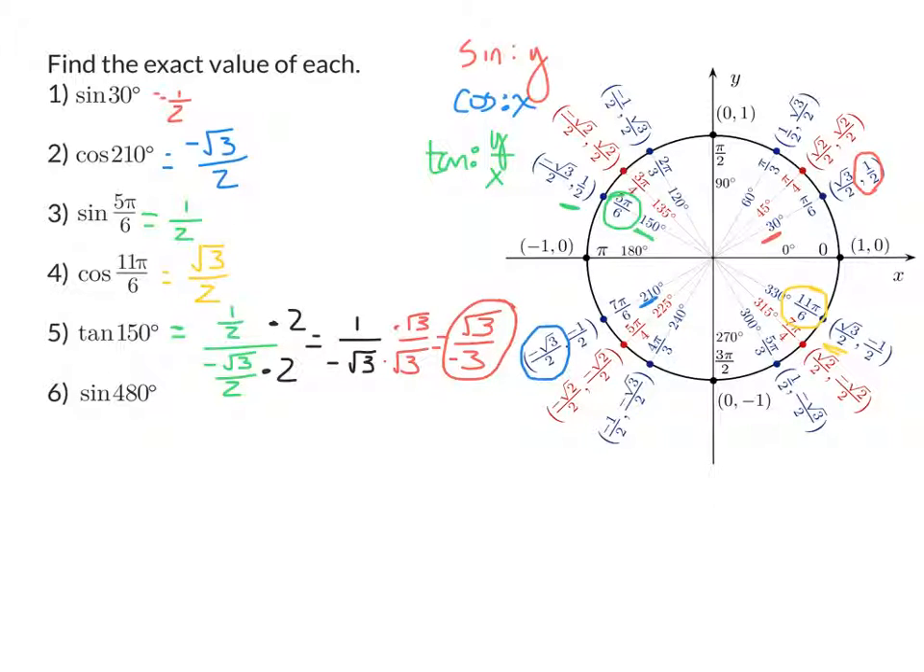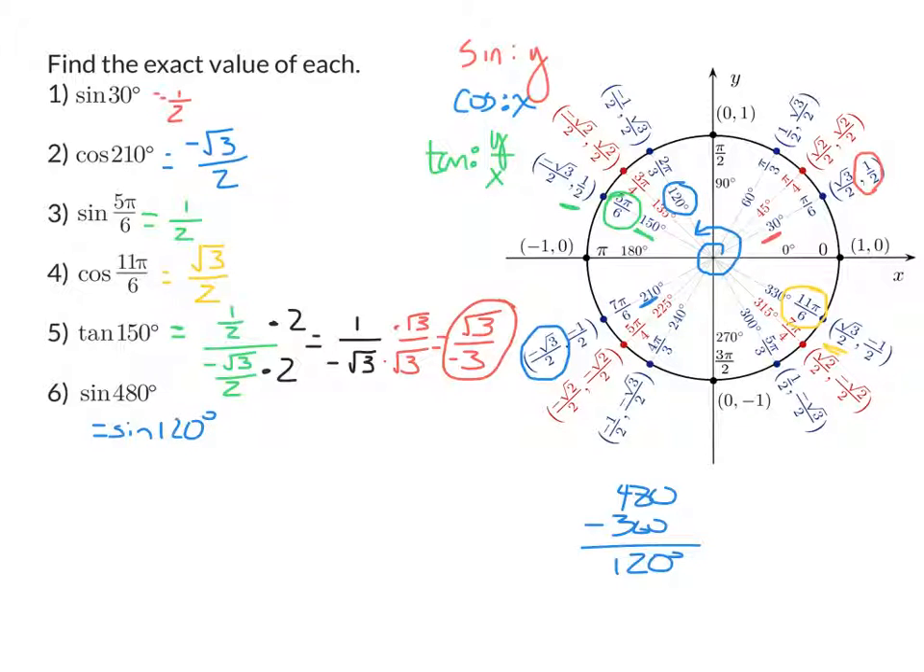The last one asks us to find sine of 480. Now you're not going to find 480 on this unit circle, because 480 degrees is more than one circle. But if we did 480 minus a full circle, so minus 360, we end up at 120 degrees. So what happened here was we did a full circle plus another 120, and we landed right there. So sine of 480 will end up being the same as sine of 120.